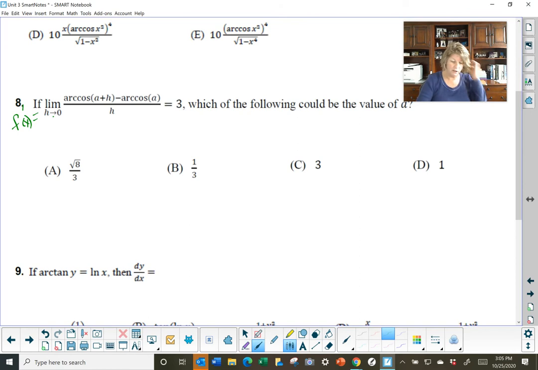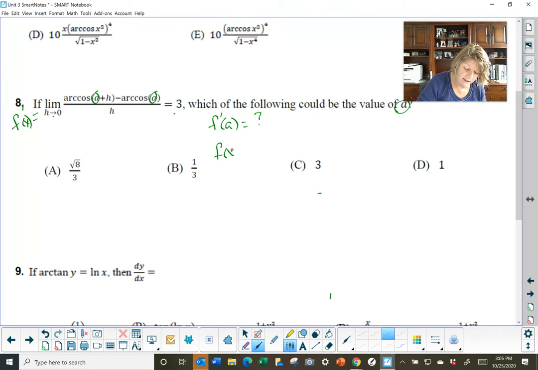So all I need to do is equals 3. Which of the following could be the value of a? And where is a? A is there. So this is a derivative evaluated at a that we're trying to find. Okay, that's my overall goal.